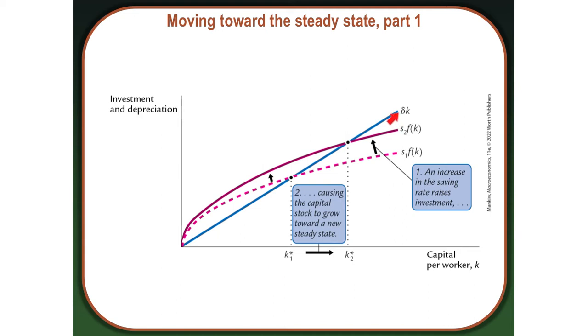If depreciation is changing, so delta gets bigger, then this is still going to be a straight line, but it's going to be a steeper line. This line's going to rotate out, and that's going to create a new equilibrium point. If depreciation's decreasing, this line's going to rotate down in this direction, down towards the x-axis, and that's going to create a new equilibrium point out in this area.